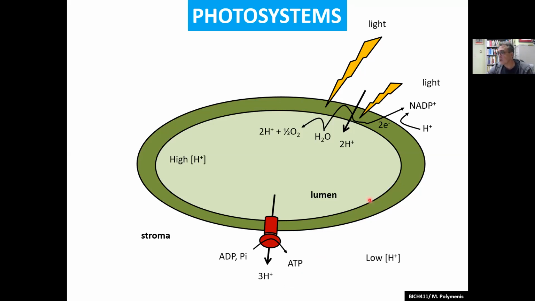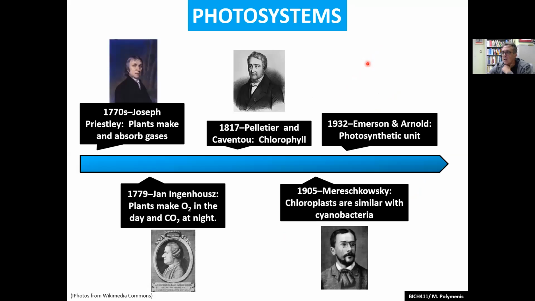So what we're going to discuss today is really the nature of these two bolts of light that I have drawn on the schematic. Let's go back to about 1932. We discussed 1905, how the realization became obvious that chloroplasts are similar to cyanobacteria. So we have this whole symbiosis, like we had seen with mitochondria and some primordial bacterium that could do oxidative phosphorylation. But then by the 30s, Emerson and Arnold did a very simple experiment.